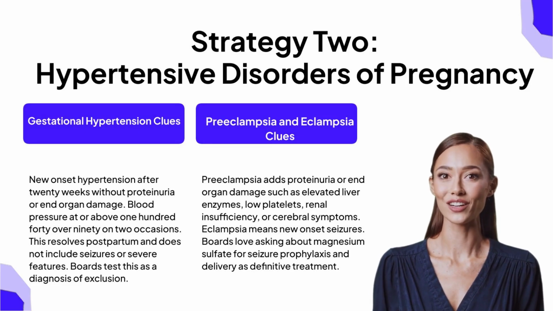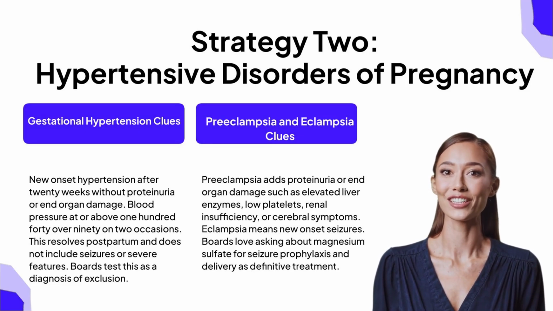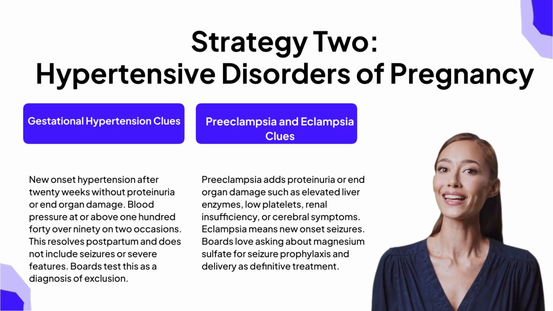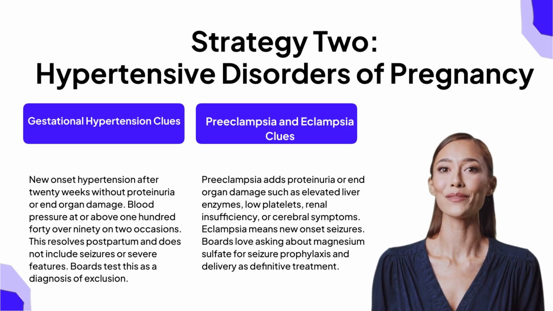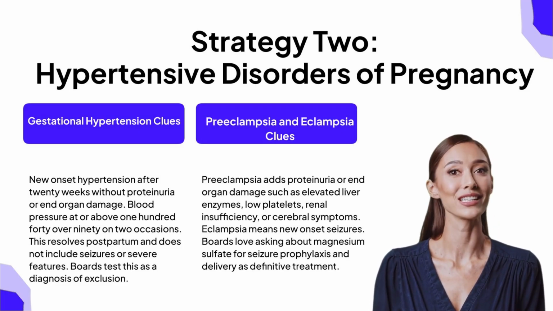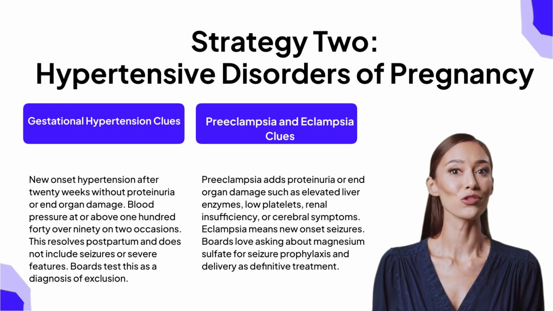The boards will present you with a clinical vignette and your job is to determine the severity. If you see severe features like very high blood pressure, headache, visual changes, or abnormal labs, that changes management completely. Magnesium sulfate for seizure prevention and delivery as definitive treatment are 2 board favorites.